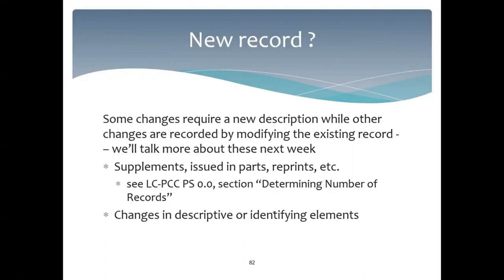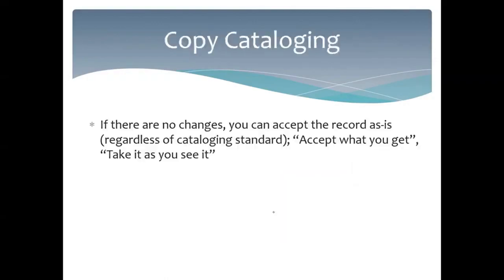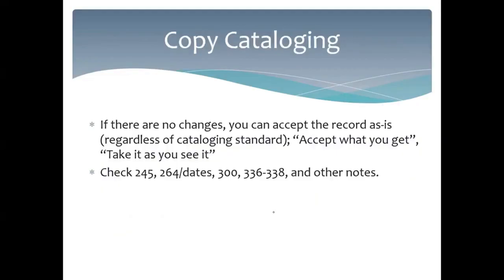The other thing that is a factor in all of this is changes in descriptive or identifying elements, and then really changes in format. Changes in format is the biggest one. Oh, in copy cataloging, if there are no changes, you accept the record as is, regardless of cataloging standard. So if your item fits and you have enough information to go on, you're like, yeah, it fits on this record, then you're fine. You just accept what you get, take it as you see it, and move it on.